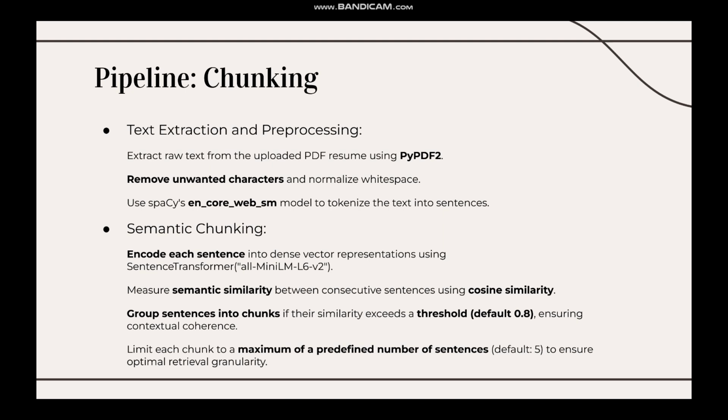First, we encode each sentence into dense vector representations using the sentence transformer model, and we measure the semantic similarity between two consecutive sentences using cosine similarity. We group the sentences into chunks if their similarity exceeds the threshold. The default is 0.8, to ensure contextual coherence. And we limit each chunk to a maximum of a predefined number of sentences. The default is 5, to ensure optimal retrieval granularity.